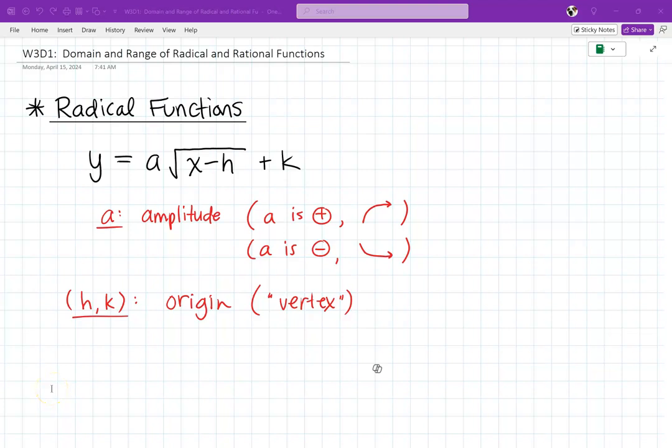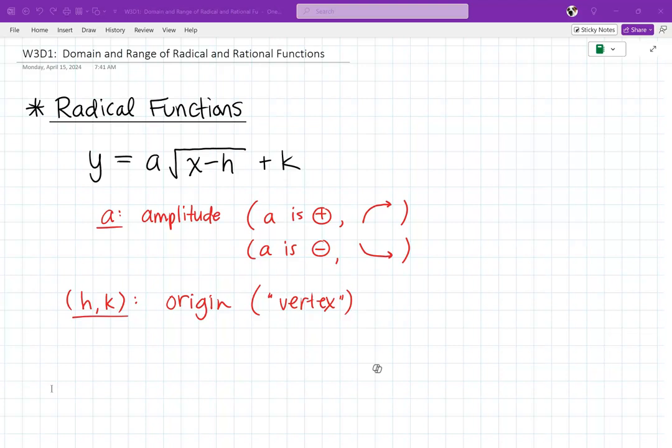All right, so this is week 3, day 1. So we have day 1, day 2, day 3, like we did last time. Then we'll take a practice test on that, and then Friday, like I did last time, it's just going to be a free day. So we're talking about domain and range of radical and rational functions.